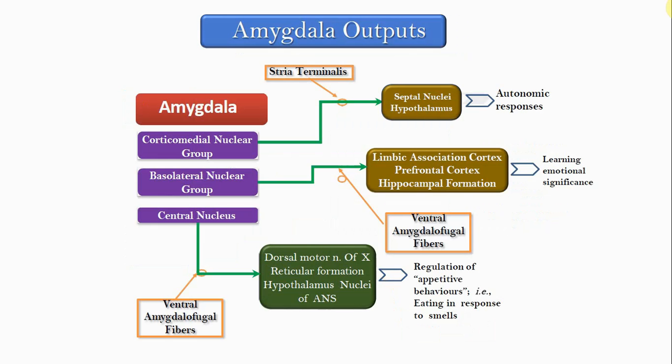Now these are the amygdala outputs. From these three parts, the corticomedial nucleus group, basolateral nucleus group, and the central nucleus, the fibers converge to the septal nuclei and the hypothalamus, concerned with the autonomic responses, and the limbic association cortex, prefrontal cortex or hippocampal formation, which are concerned with learning and emotional significance. Also from the central nucleus, fibers converge to the dorsal motor nucleus of the 10th nerve, reticular formation, and hypothalamus nuclei of the autonomic nervous system, which are concerned with the appetite, regulation of appetite behavior like eating in response to smells.